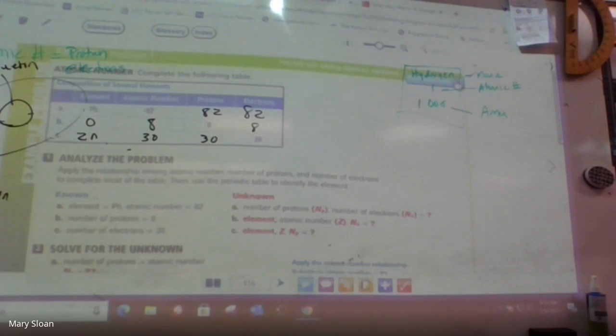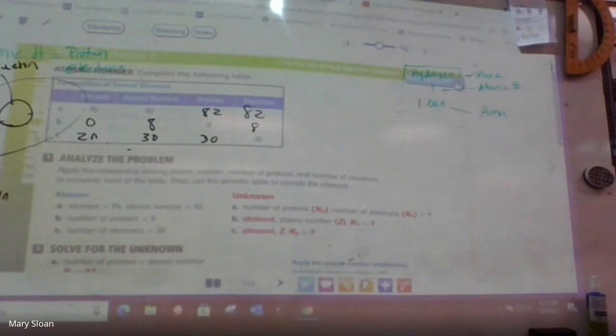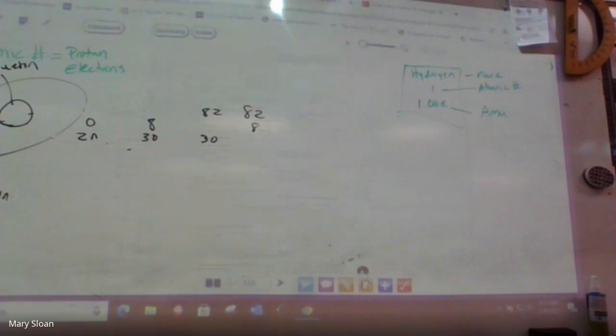Anybody have any questions? Protons and electrons are the same number. They're always going to be the atomic number for an ideal element, correct? It's going to change because of something, but we're not talking about that yet. Not always so. Next page.